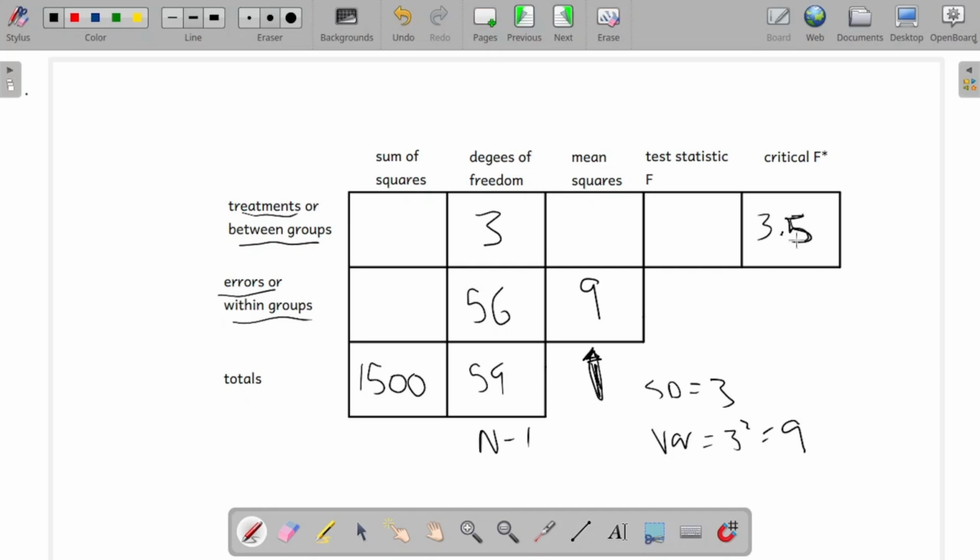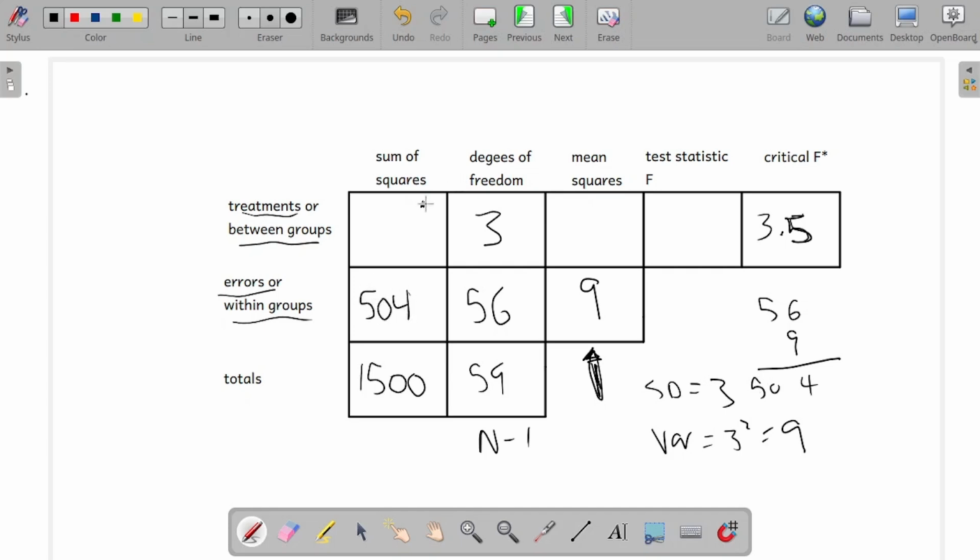Now, whenever you've got 2 of the 3 numbers in a row or a column, you can always get the third. For instance, to find out what goes into the sum of squares of the errors cell, we simply go 56 times 9. So this is 504, I believe. Let's see what this is. 9 times 6 is 54. 9 times 5, this is 504. So that goes here.